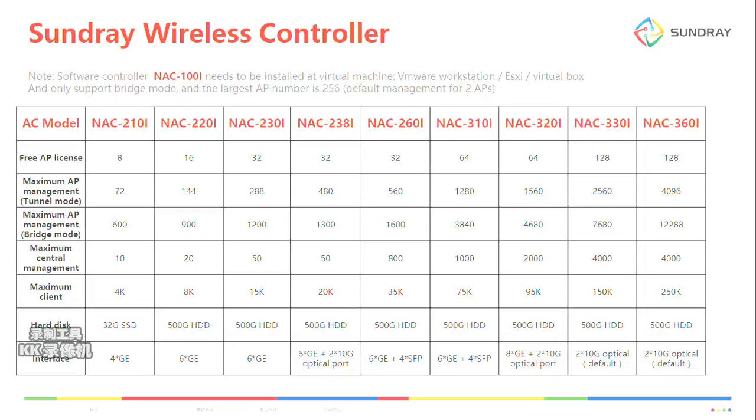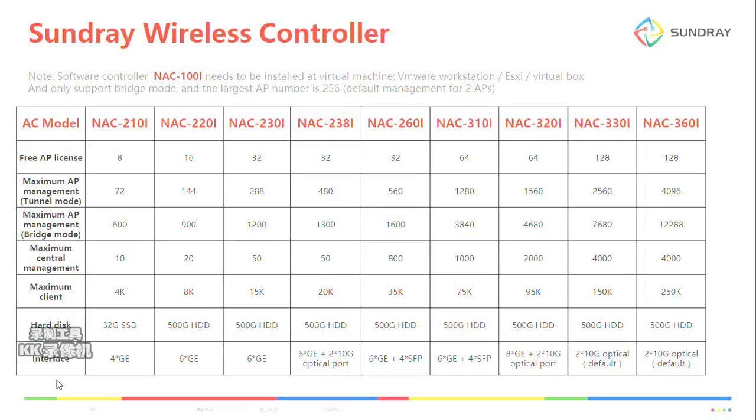If the controller in the branch goes down, the controller in headquarters will pick up the access point in the branch. So this is the maximum centralized management for each controller. For example, the entry-level model supports 10 branches, but for the high end we support 4,000 branches. So this is the centralized management.